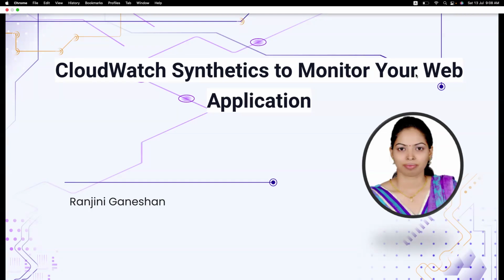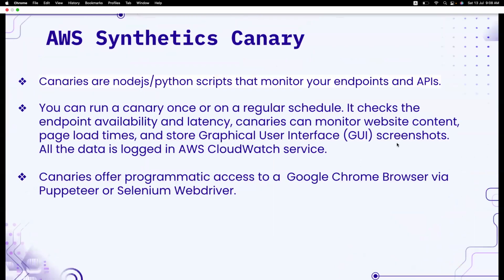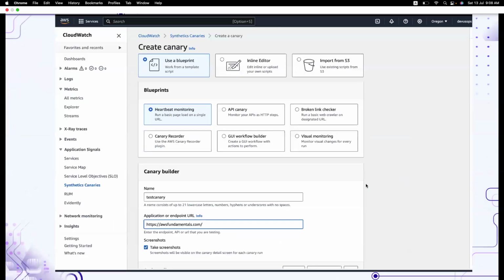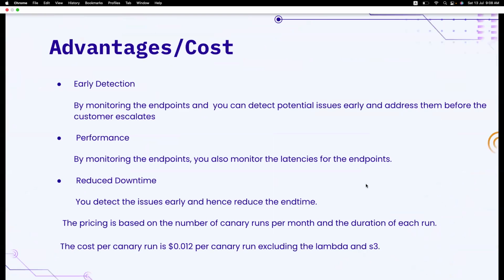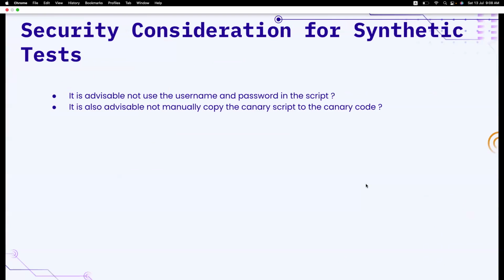Today, we will be seeing how to use CloudWatch Synthetics for multi-step login. We will also have a demo on how to use this for a Facebook application. So what is multi-step login? Multi-step login is when you have to log into a website using a username and password. Today we will see how to do that, and also we will understand the other security considerations required for synthetic checks.